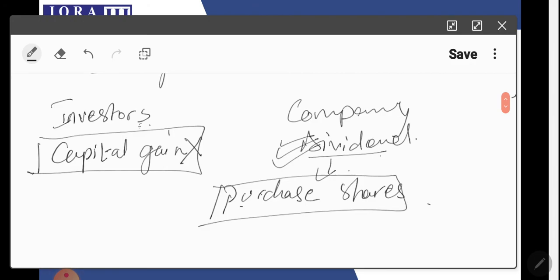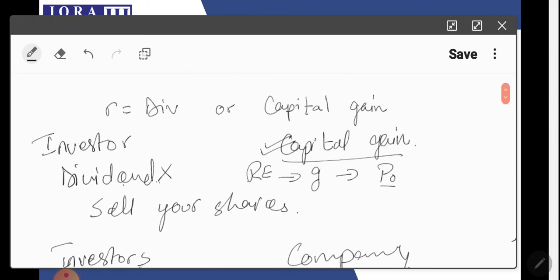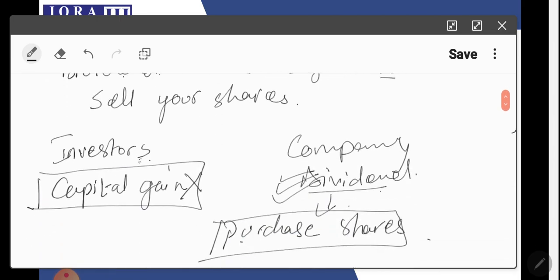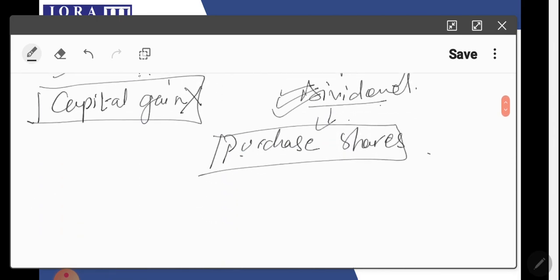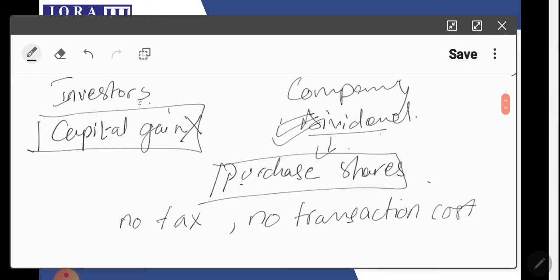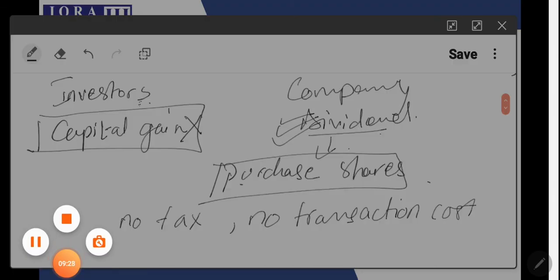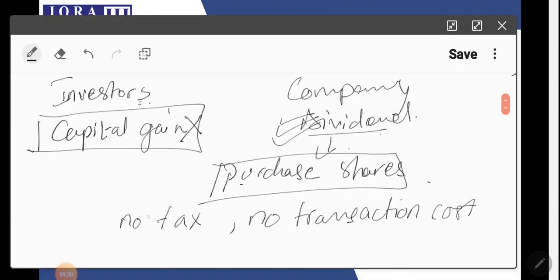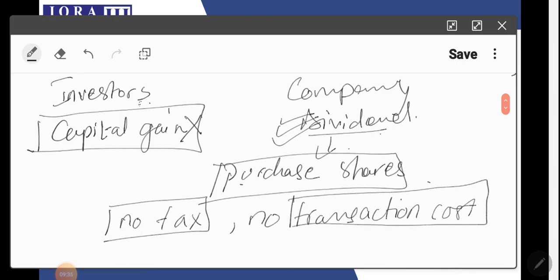Okay, so basically that's why the dividend is irrelevant, because the dividend policy they can create on their own. However, the weakness of the MM theory is that over here there are no taxes and there are no transaction costs. So this is what MM assumed over here. In order to create your own dividend policy, the investor will have to bear taxes, and more importantly, will have to bear the transaction cost.